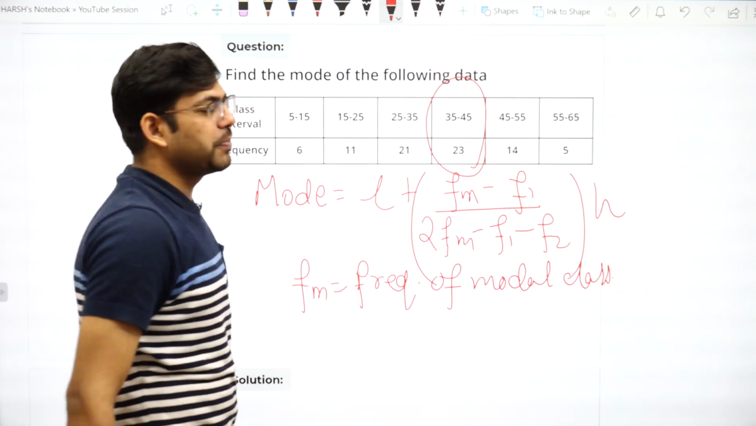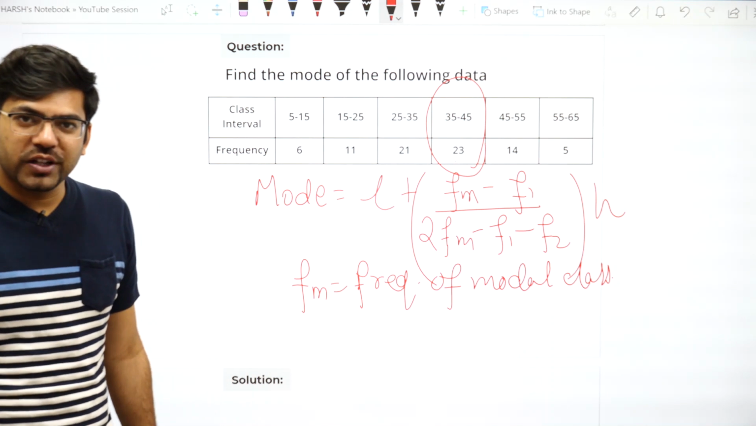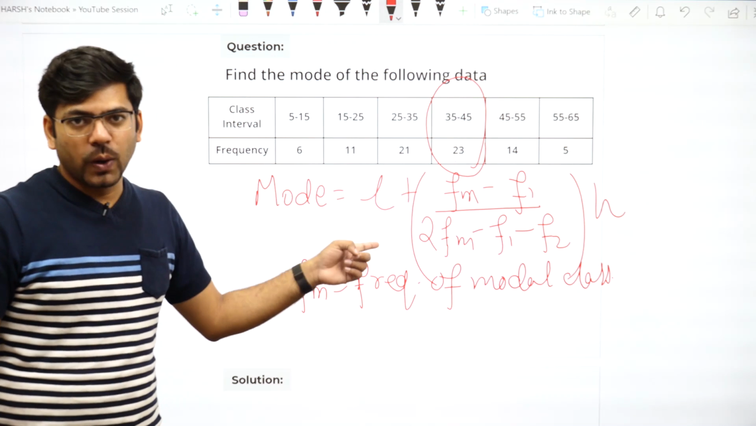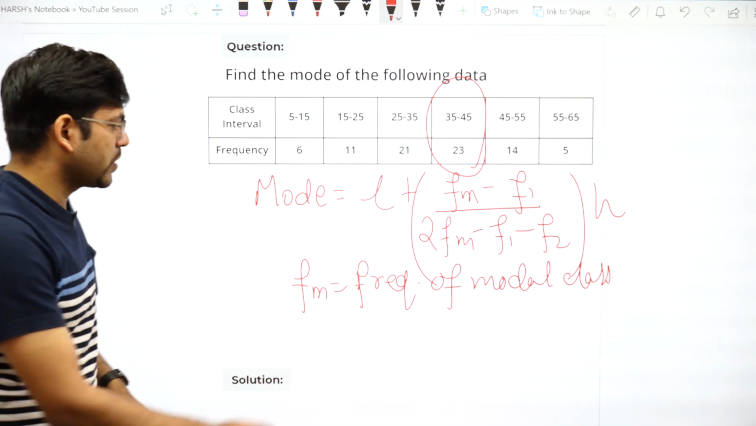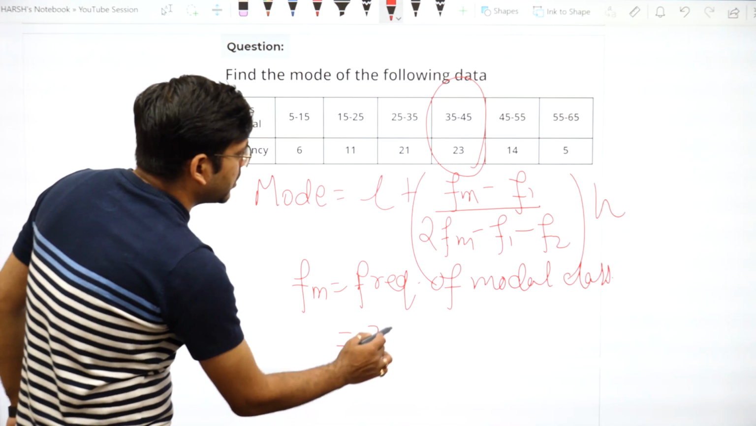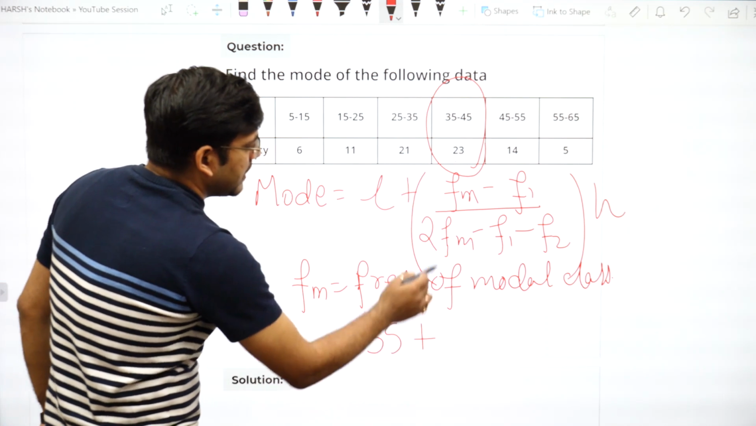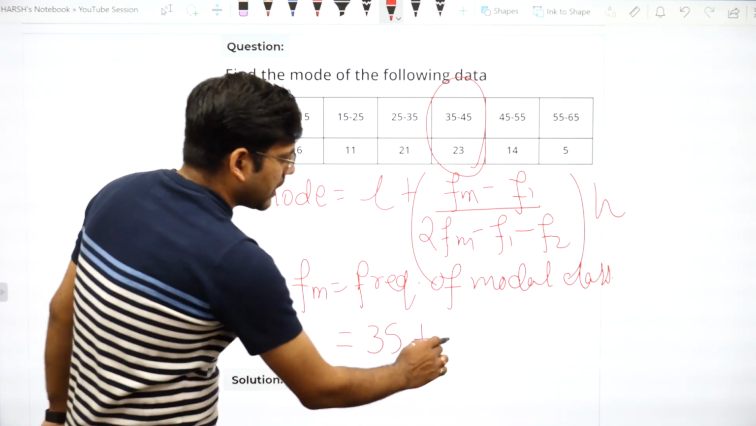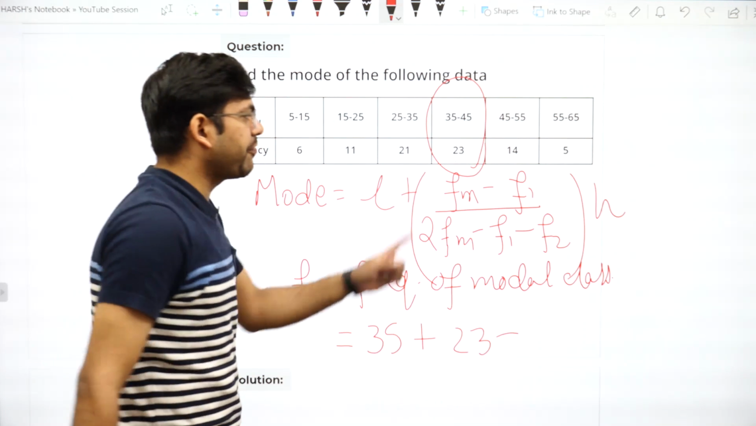So this class would be the modal class. Now once you have got the modal class, all the values would be according to the modal class. L is the lower limit of the modal class. So I'm just writing down values, that is 35, plus FM. FM means frequency of modal class. So frequency of modal class is 23, minus F1.